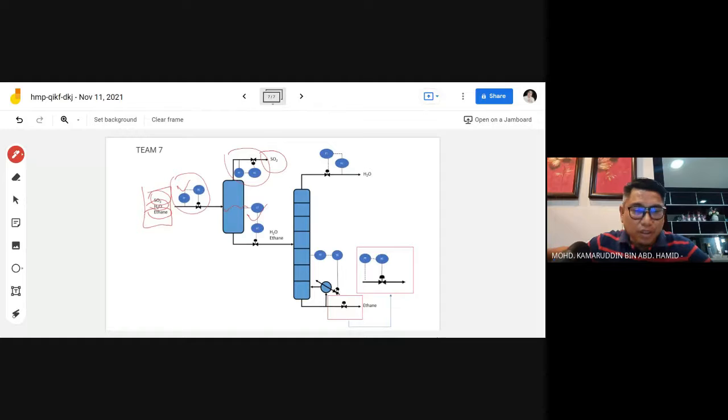Lagi cepat dia keluar, lagi cepat dia belah, lagi senang kerja. Sebab sulfuric acid takkan terjadi. Takkan form.